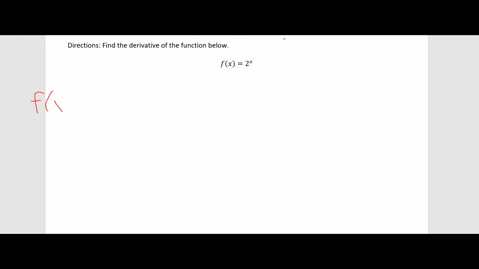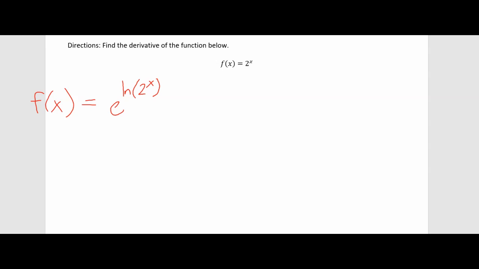I'm going to rewrite this function as f of x is equal to e to the power of natural log of 2 to the power of x. Now, hopefully we can see that those are equivalent, right? The natural exponential function and natural log function are inverses. So this would simplify to 2 to the power of x. You may say, why are we doing this? What's the benefit? Now it actually looks more complicated when it comes to taking the derivative. It actually makes it a little bit easier for us, though.